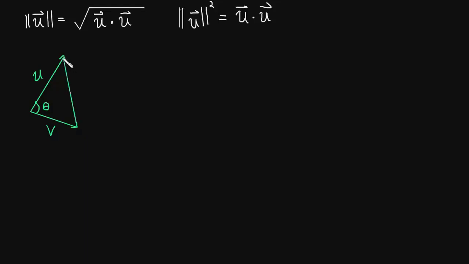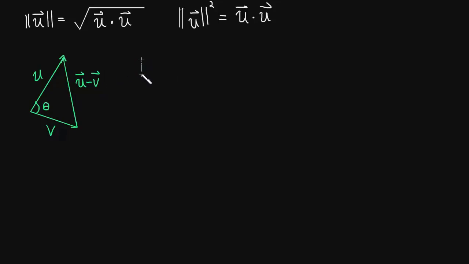Well, what if we did u minus v? We already talked about what u minus v is. It's the vector that points from v to u. Now, we've drawn a triangle here. What we can do is use the law of cosines to help us figure out this angle in here, or to help us figure out this side, u minus v.